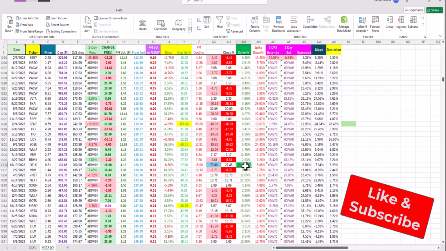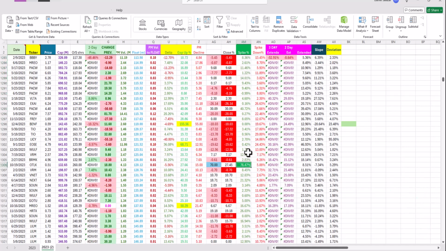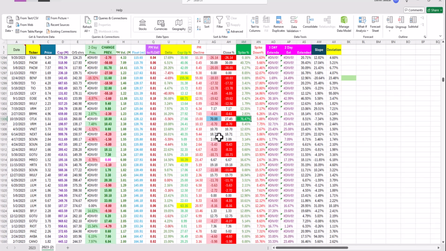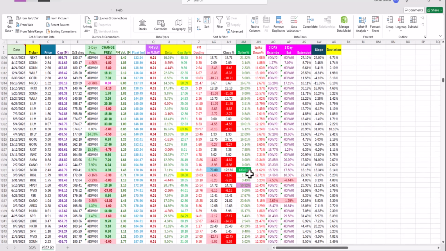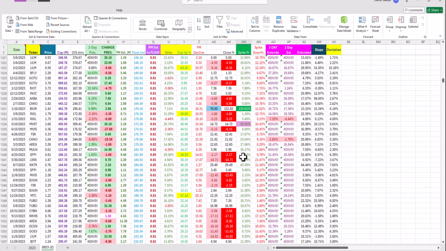Here's one that reached 70. Like I said, you will have some that tend to spike over 50%, even over 100 or even more. I've seen it happen. However, those are rare.